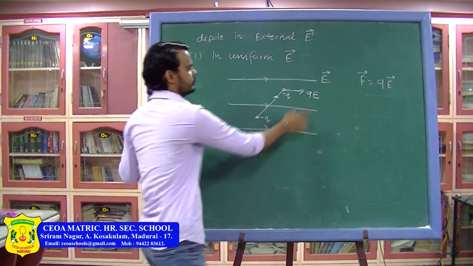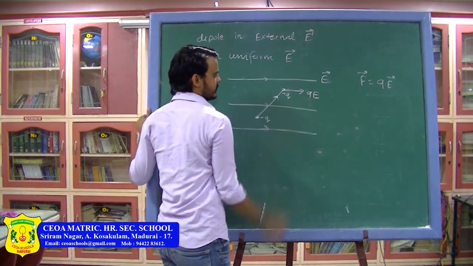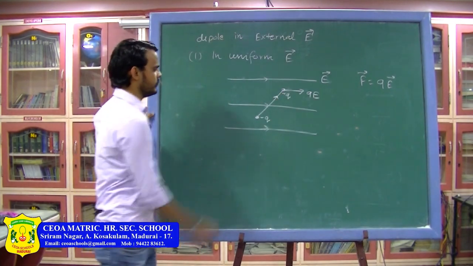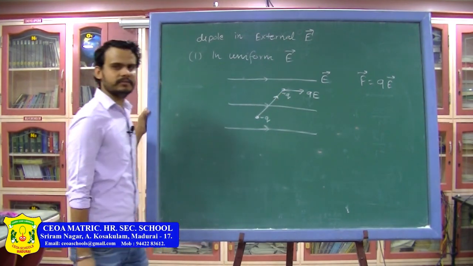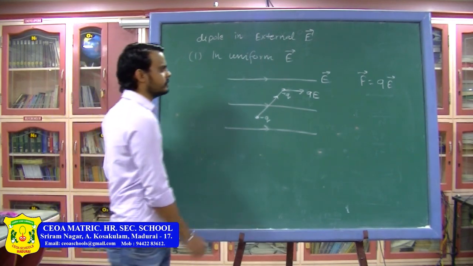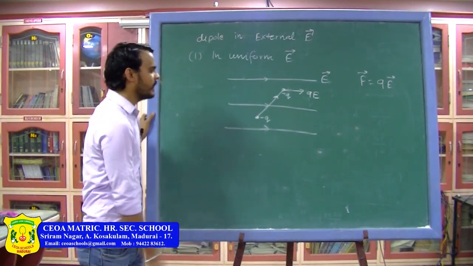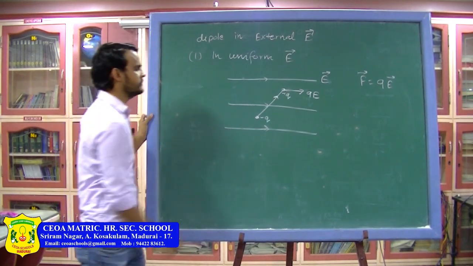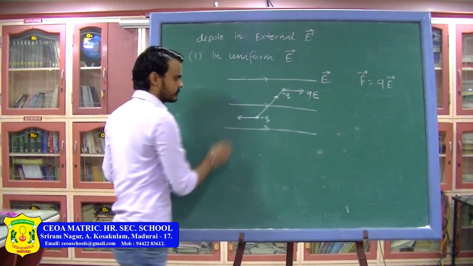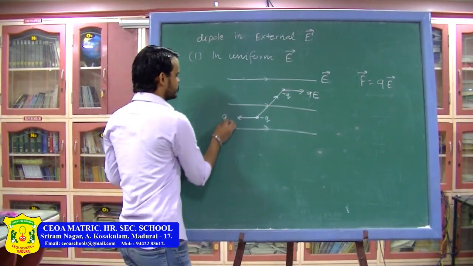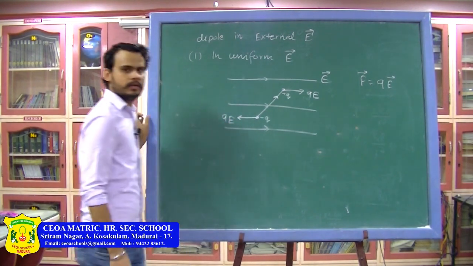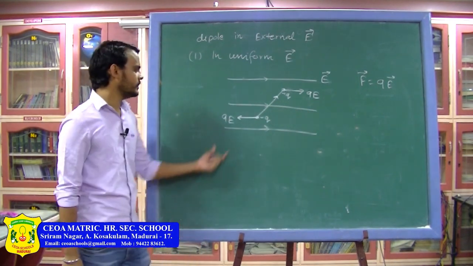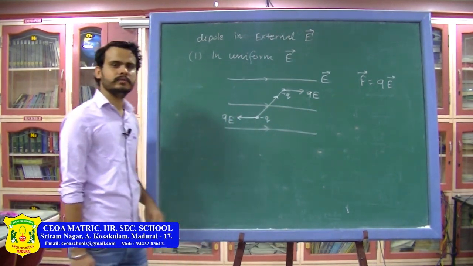The magnitude of the force on this charge is Q into E, and the direction of this force is along the electric field. Similarly, the magnitude of the force on this charge will be Q into E, but the direction will be opposite to the electric field. As the electric field here is in this direction, the force on this charge will be in this direction, and the magnitude of the force will be Q into E. So on a positive charge, force is in the direction of the electric field. On a negative charge, force is opposite to the electric field.